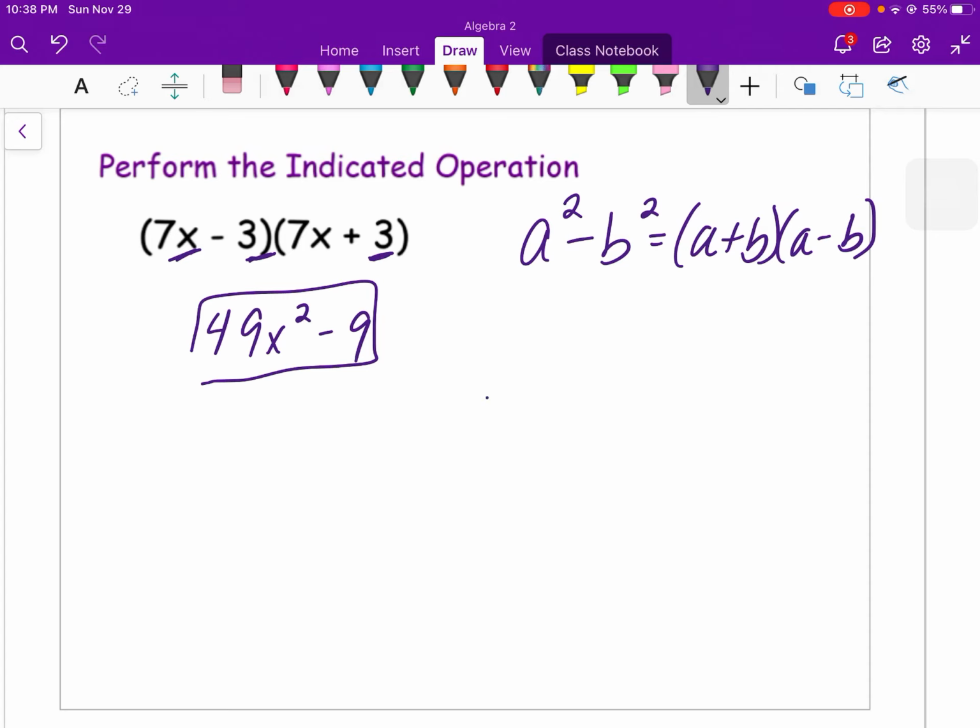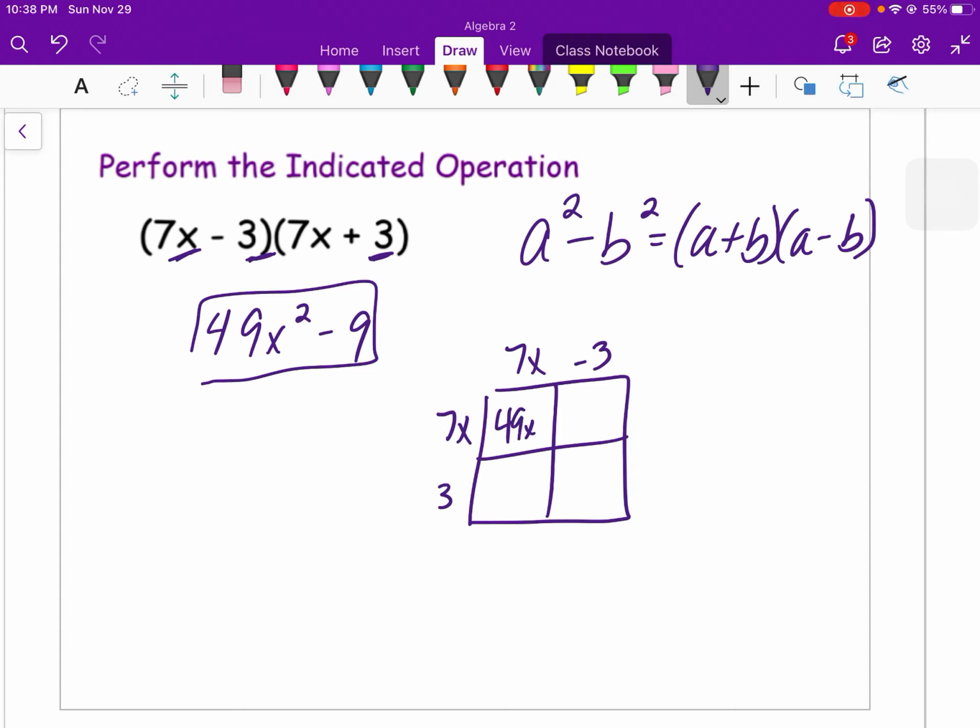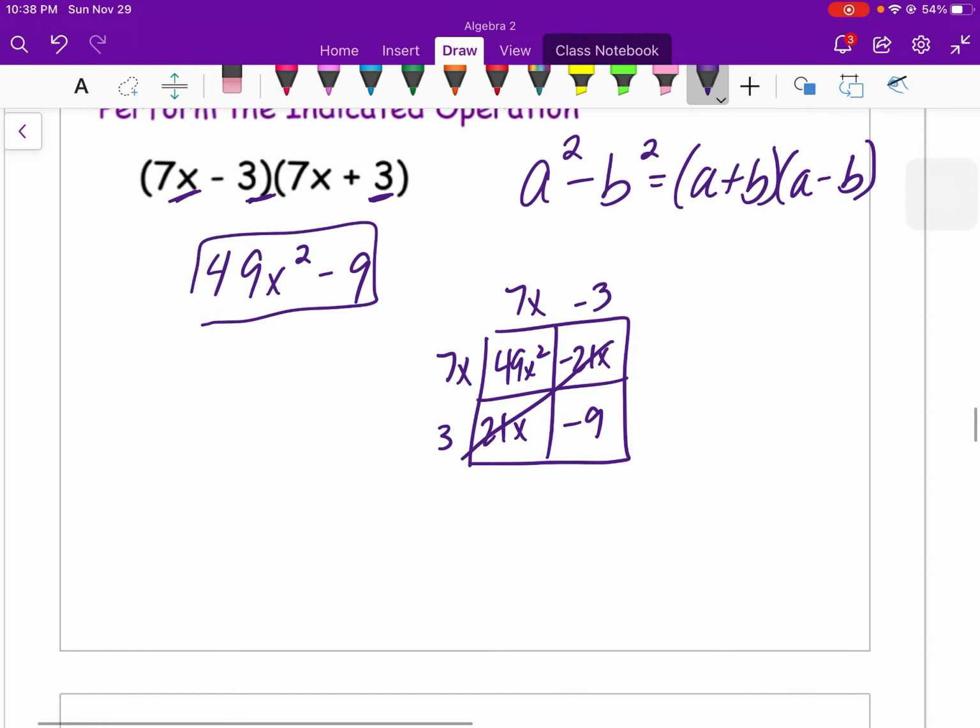If you are unsure, then just multiply it out and double check. You're going to get 49x squared, you're going to get negative 21x, positive 21x, and then negative 9. You'll see that the middle terms cancel. So you get 49x squared minus 9.